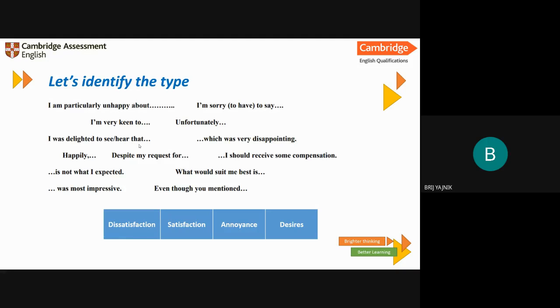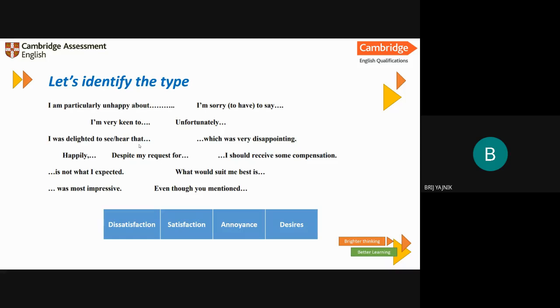Okay. "Blank, blank, blank, which was very disappointing." Disappointing. Okay, it is a dissatisfaction. It is less of annoyance, but more of dissatisfaction. Okay, what about "happily"? Happily is easy to identify. I don't think I need to focus on that word much more here. Happily is satisfaction.